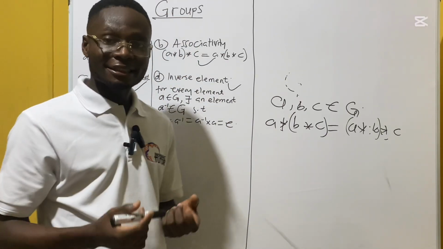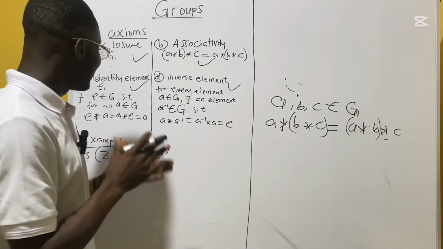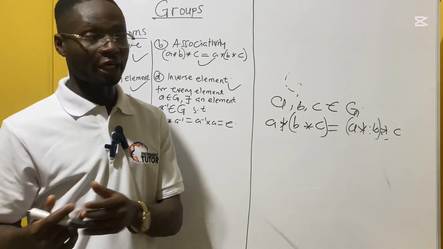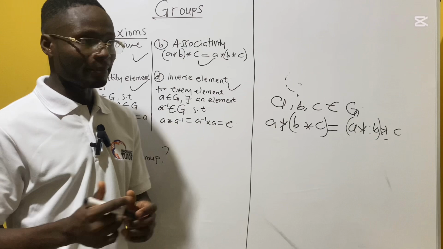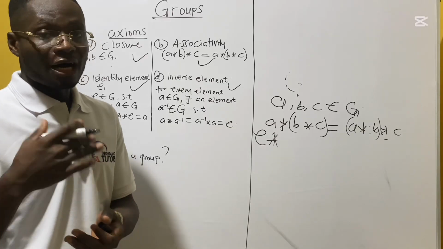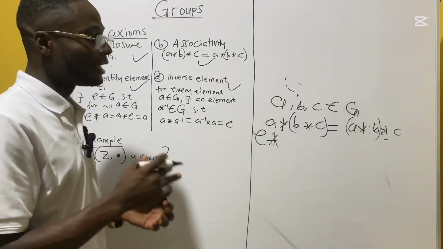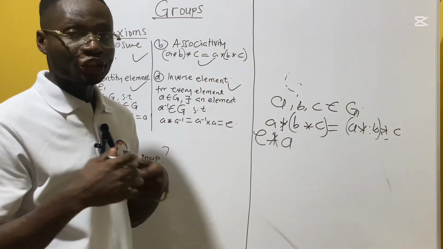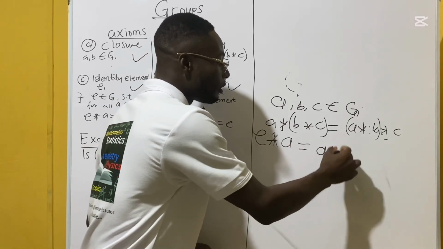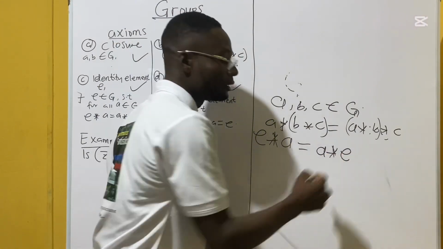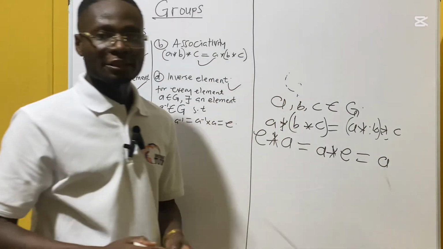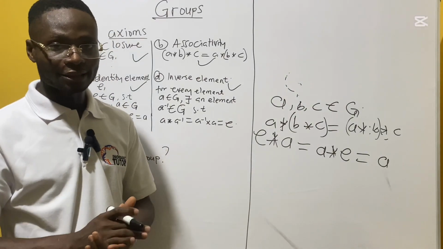And the identity element is usually denoted as E. When you pick the identity element E and perform an operation on it together with an element A, it should be the same as when you pick the element A and perform the operation with the identity element. It should give you the element back. That is what we call the identity element.